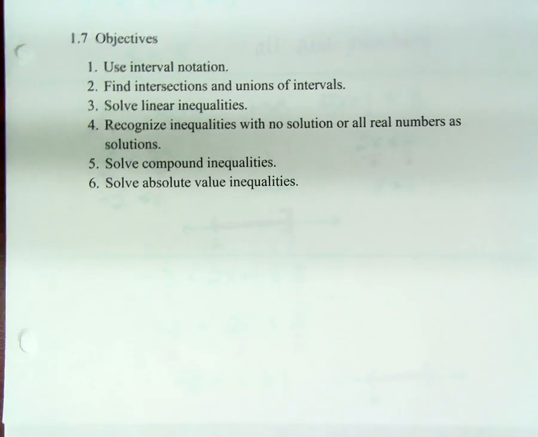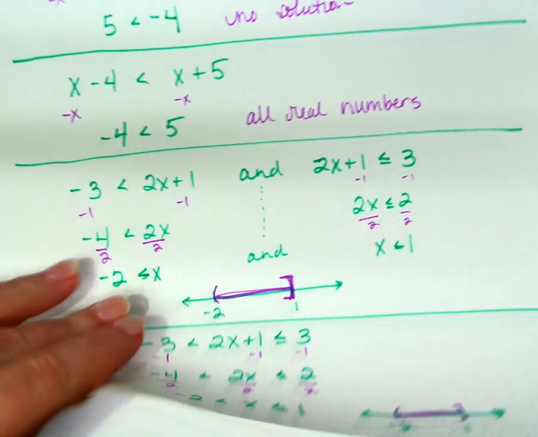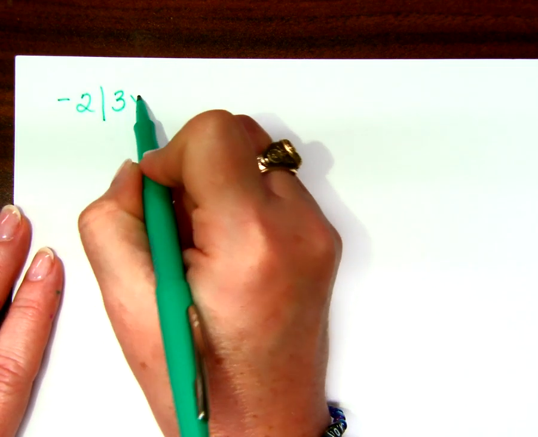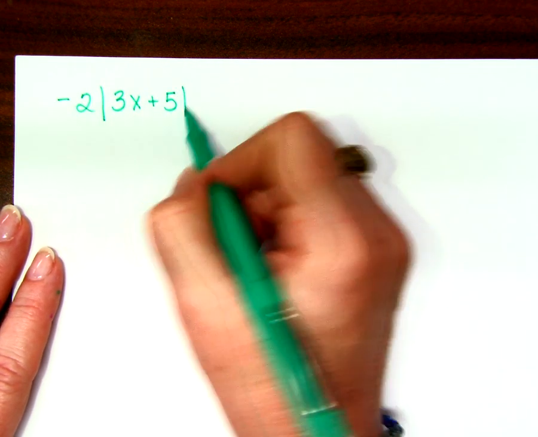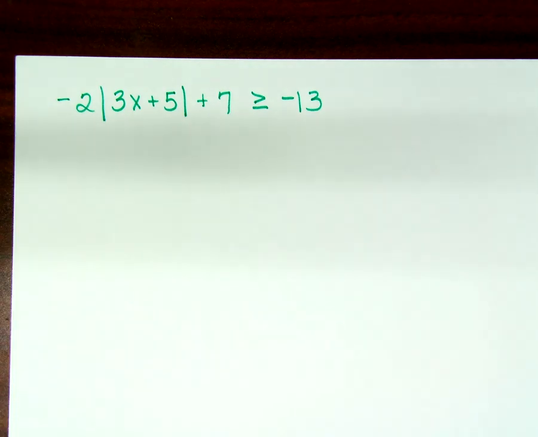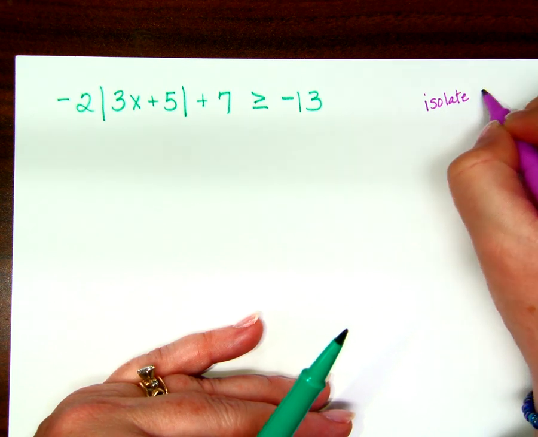Last thing we need to talk about is absolute value inequalities. And this is where, as we talked about yesterday in our notes in 1.6, it makes a difference how we think when we're dealing with absolute value. So first of all, let's start with a problem. I'll give you a problem like this: negative 2 times the absolute value of 3x plus 5, plus 7, is greater than or equal to negative 13. Just like yesterday, the first thing I want to do is isolate my absolute value.